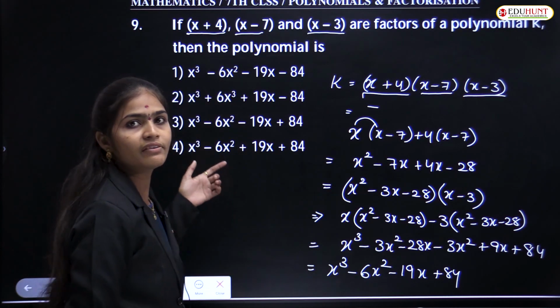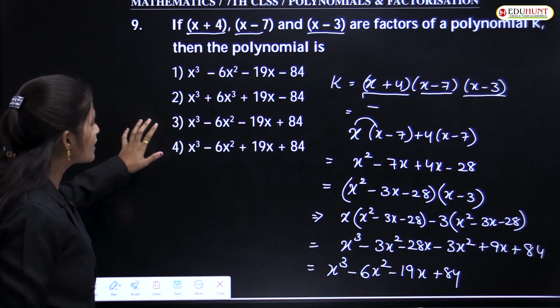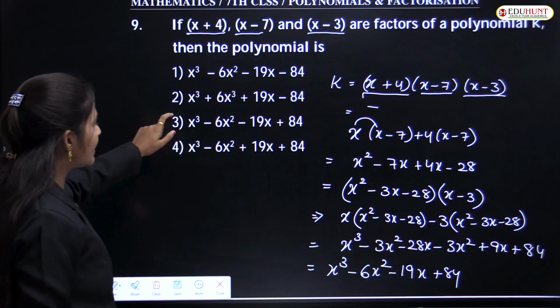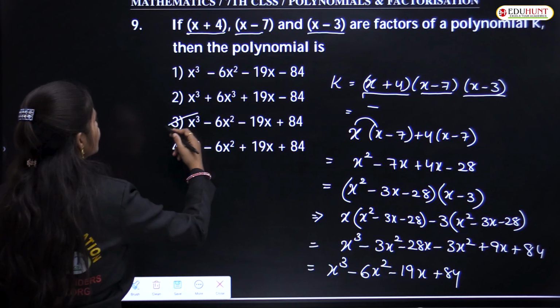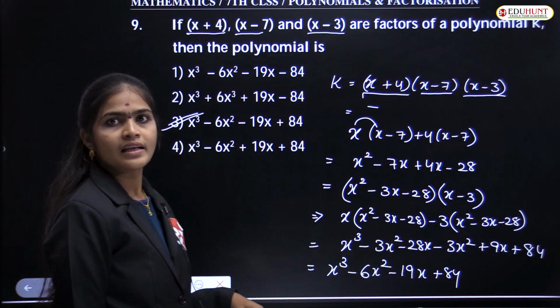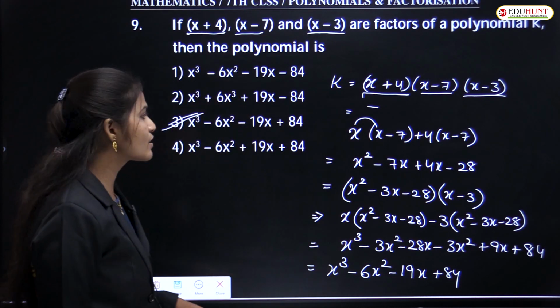So in which option is that polynomial given? See here, x cube minus 6x square minus 19x plus 84. So option 3 is correct here. Is it clear? So let us see the next question.